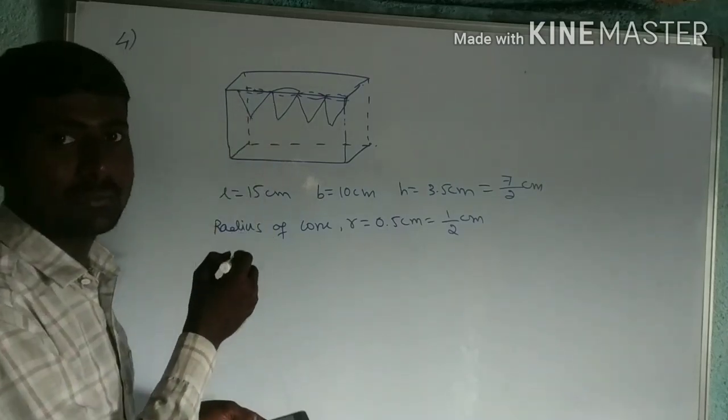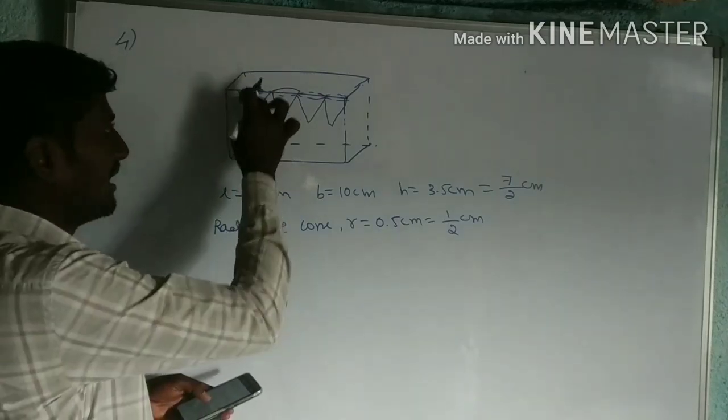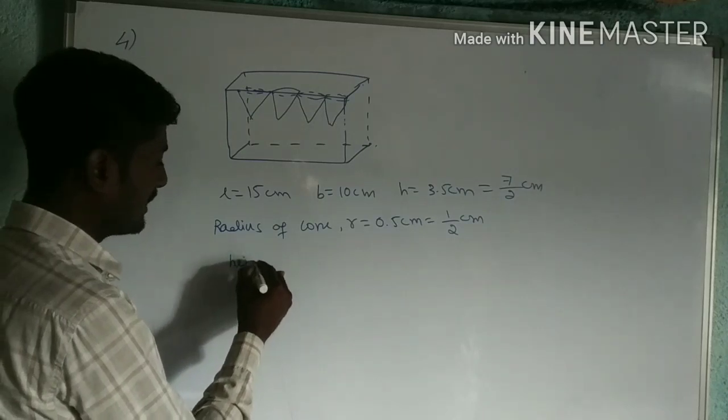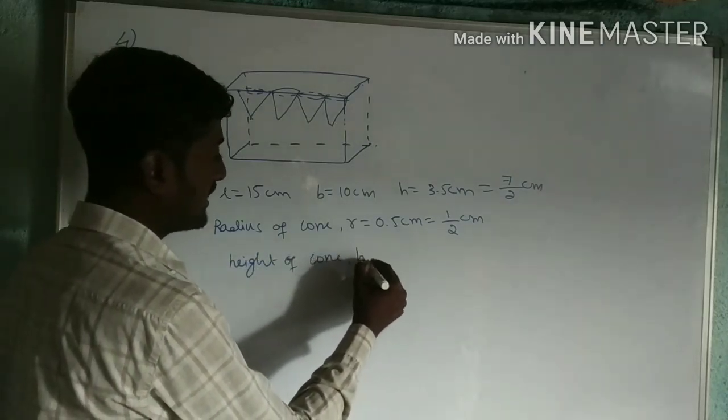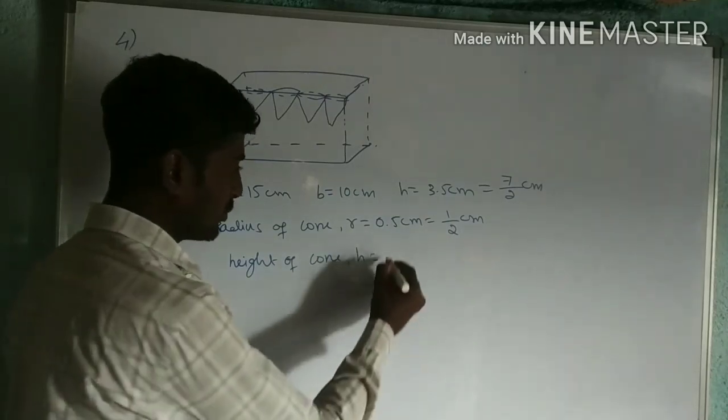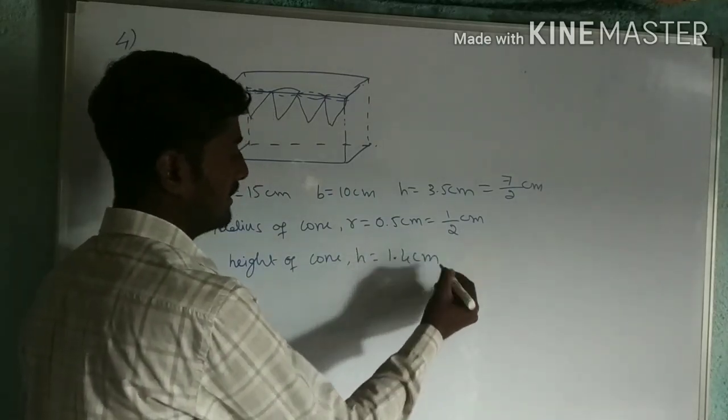Depth of the conical depression is nothing but what? It is the height of the cone. So here the height of the cone, I will take it as H. How much have they given? That is 1.4 centimeter.